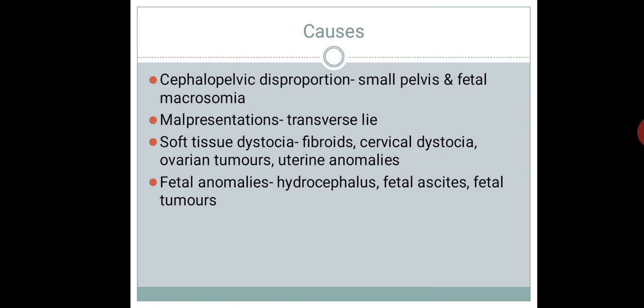The most important cause is cephalopelvic disproportion. That is when the pelvis is small or the fetus is very big. Both are reasons for cephalopelvic disproportion. Then malpresentations like transverse lie, breech, brow presentation can all lead to obstructed labor and sometimes rupture. Soft tissue dystocias like a fibroid in the lower uterine segment, cervical dystocia, ovarian tumors, uterine anomalies. Fetal anomalies like hydrocephalus, fetal ascites and fetal tumors.